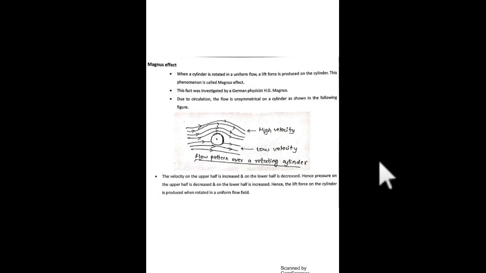And for this purpose, what is the lift force? It is measured. Magnus effect is when a cylinder is rotating in a uniform flow, the lift force is produced on the cylinder. This phenomenon is called the Magnus effect. We can see over here a cylinder which is rotating inside a fluid flow. On the upper side we get the higher velocity, and on the lower side we get the lower velocity. It is called the Magnus effect.